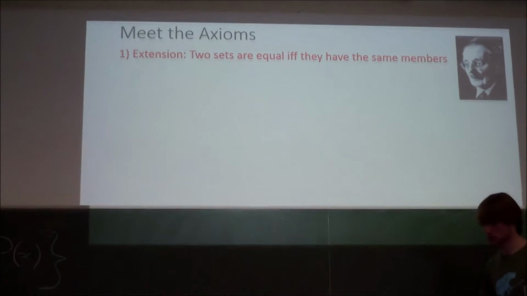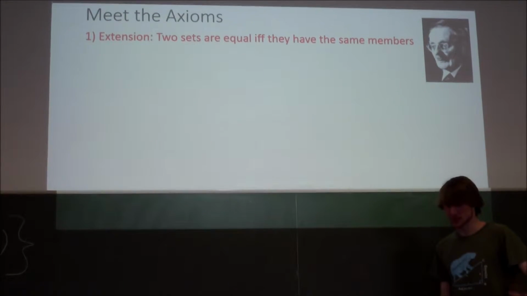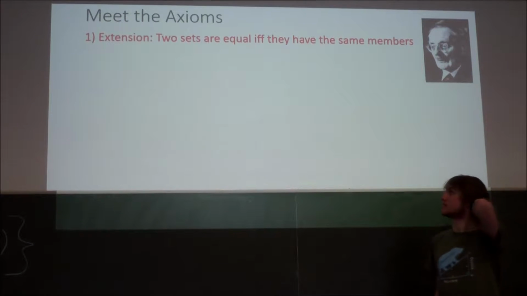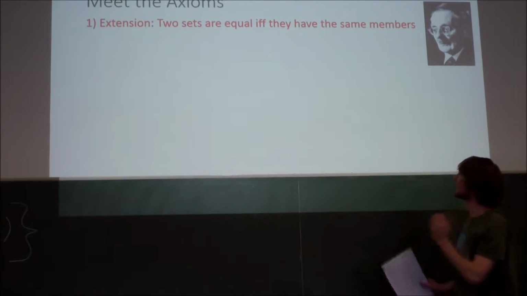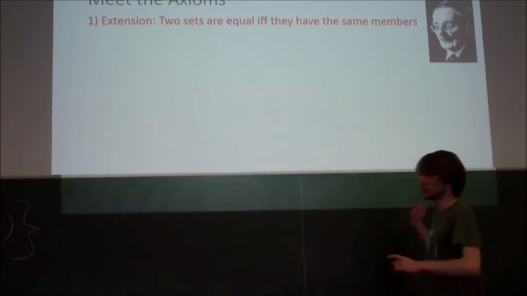Okay, so the first axiom, the axiom of extension, just says that two sets are equal if they have the same members. Now, this sounds like one of those blindingly obvious pure mathematician things, and that's exactly what this is. If you want to get anything useful out of this, you should think of it as saying that sets don't care what order you write the elements in.